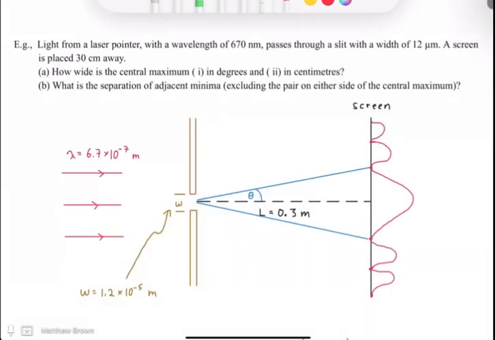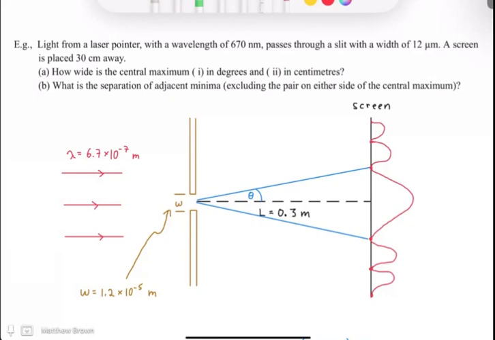So here it is, just drawing it for you. With light from a laser pointer with a wavelength of 670 nanometers. Remember, nano is 10 to the negative 9. It passes through a slit with a width of 12 micrometers. Whenever you see that symbol there, remember that's micro, 10 to the negative 6. And the screen is 30 centimeters away. So we've got a lot of different units here. We want to know how wide the central maximum is in degrees and in centimeters.